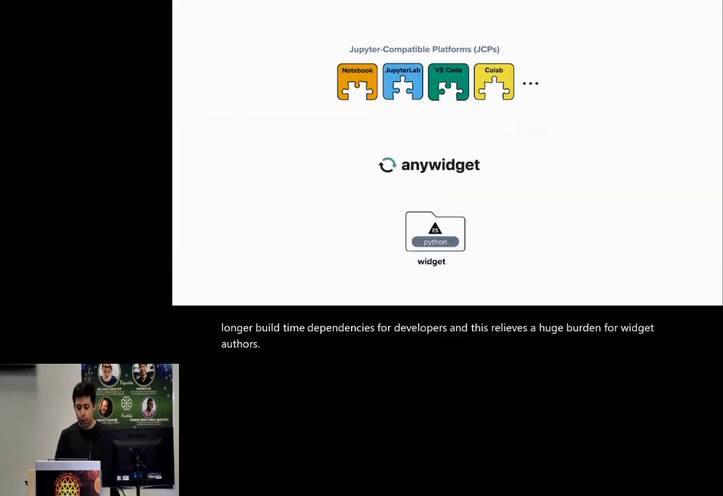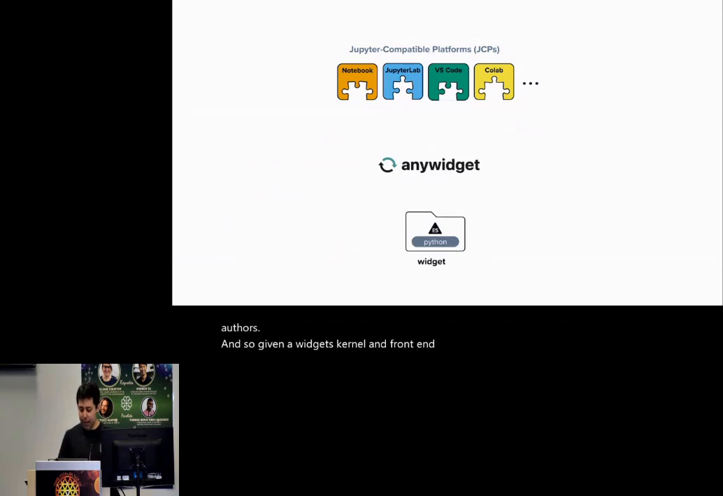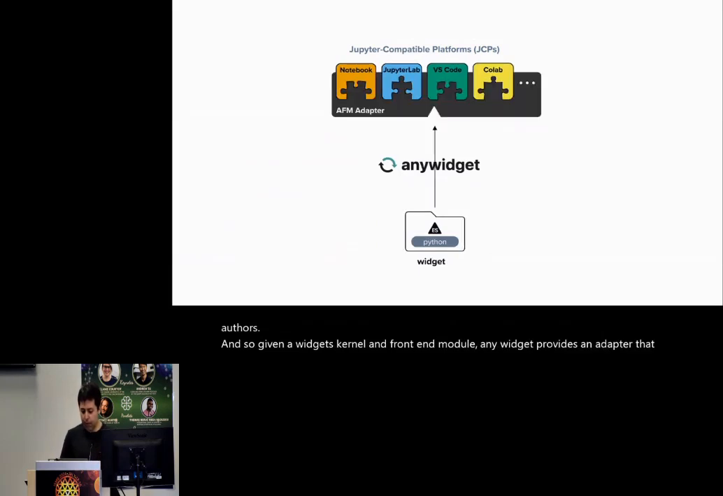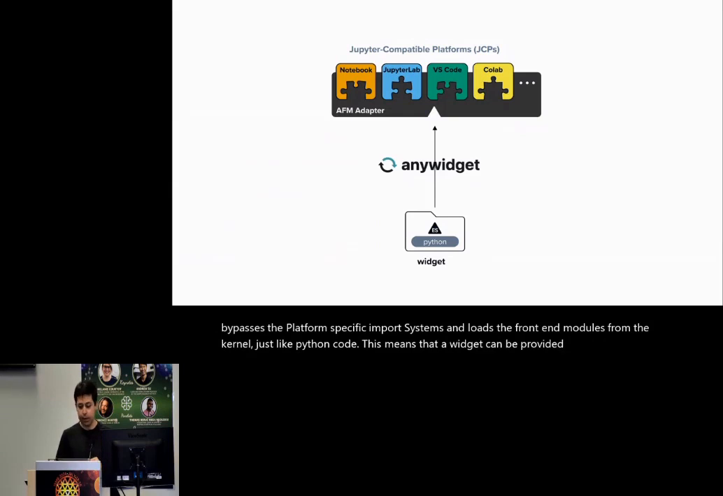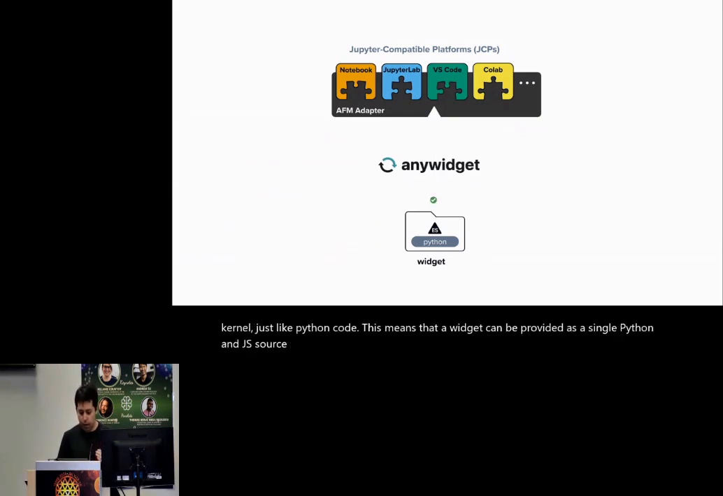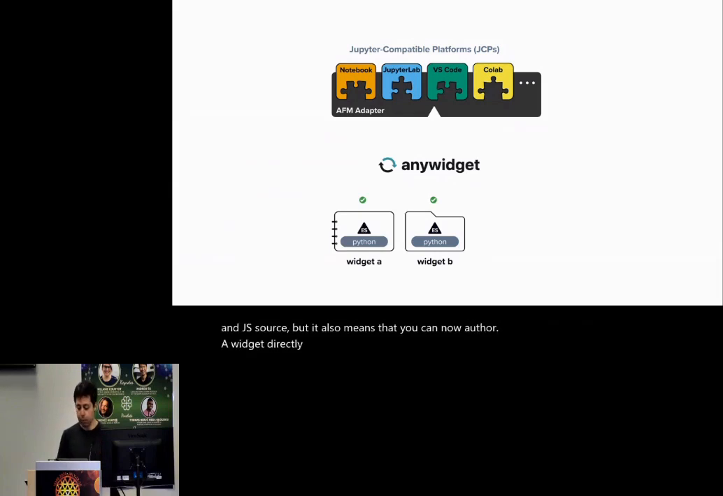And so given a widget's kernel and front-end module, AnyWidget provides an adapter that bypasses the platform-specific import systems and loads the front-end modules from the kernel just like Python code. This means that a widget can be provided as a single Python and JS source, but it also means that you can now author a widget directly inside a notebook, which wasn't possible before.